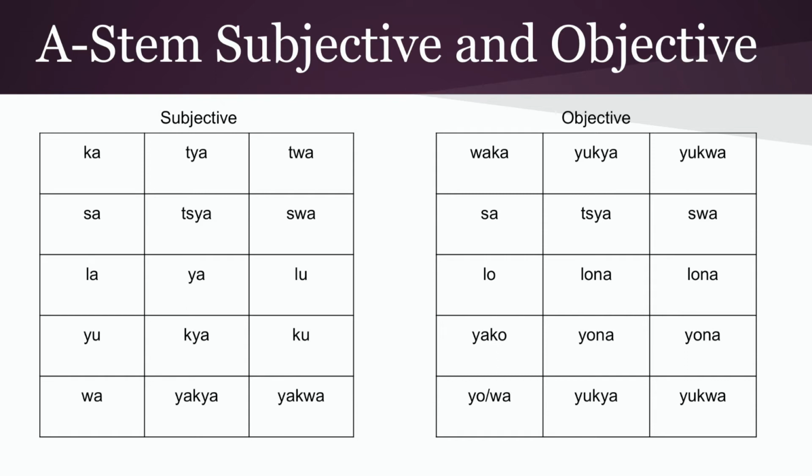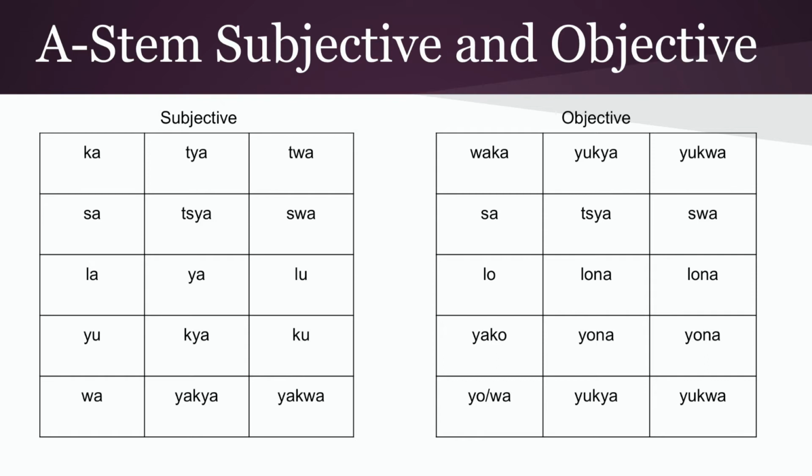Let's look between the second and third columns of the objective. We have lona for two males and lona for three or more males. Let's look at the females. So yona for two females and yona for three or more females. Same pattern. Two males or three or more males are the same pronoun. And then the females, two females or three or more females, are also the same.